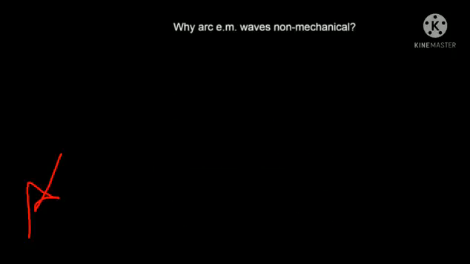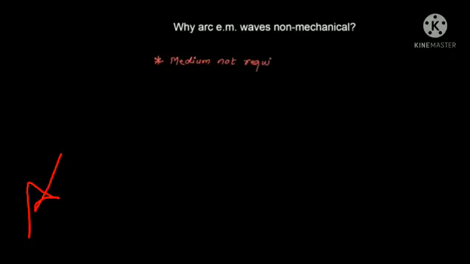Hello everybody. In this question, we have to explain why electromagnetic waves are non-mechanical in nature. First, we should know what non-mechanical waves are. Basically, any kind of waves which do not require a medium for their propagation are called non-mechanical waves. So for non-mechanical waves, a medium is not required for the propagation. Now the question arises, why are electromagnetic waves non-mechanical? Why do they not require a medium for their propagation?